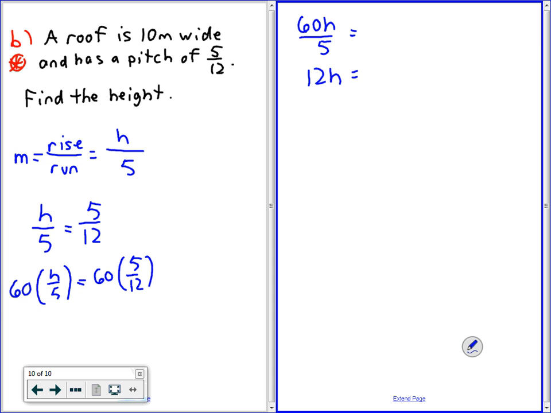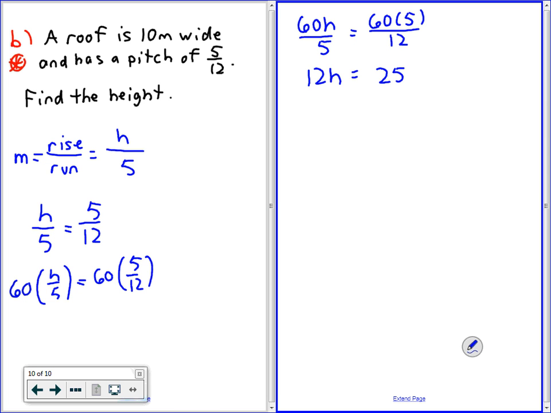Because remember, the whole idea about doing this fraction stuff is to get rid of the fractions. That's the whole idea about multiplying. What is 60 times 5, please? 300. Then 300 divided by 12, hopefully that'll work out for us. So that was 300 divided by 12 then, please? Quick math. We just did some good calculation, that's all we did there.